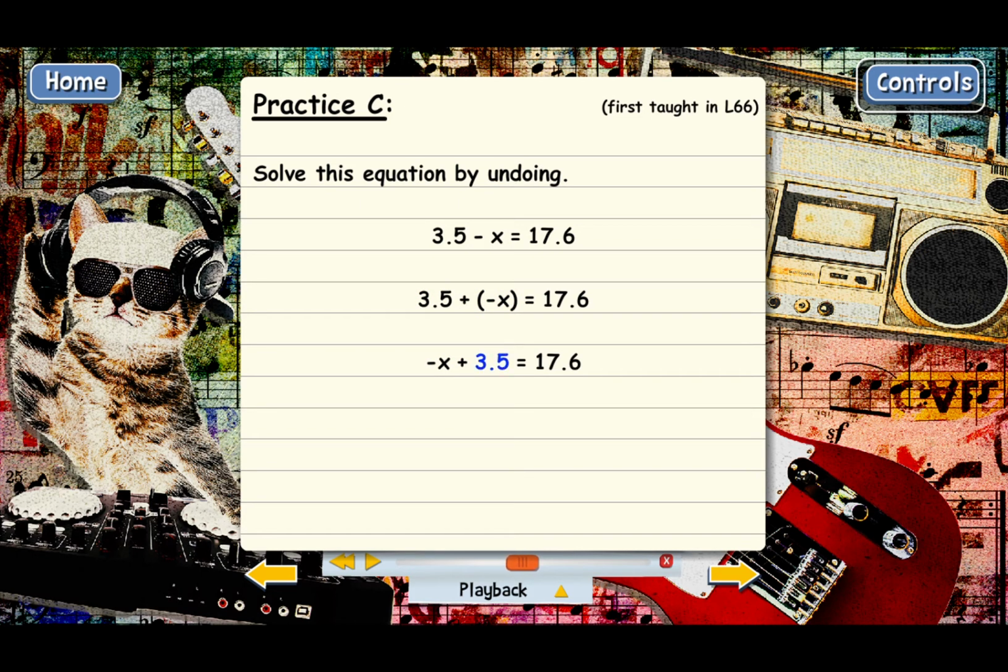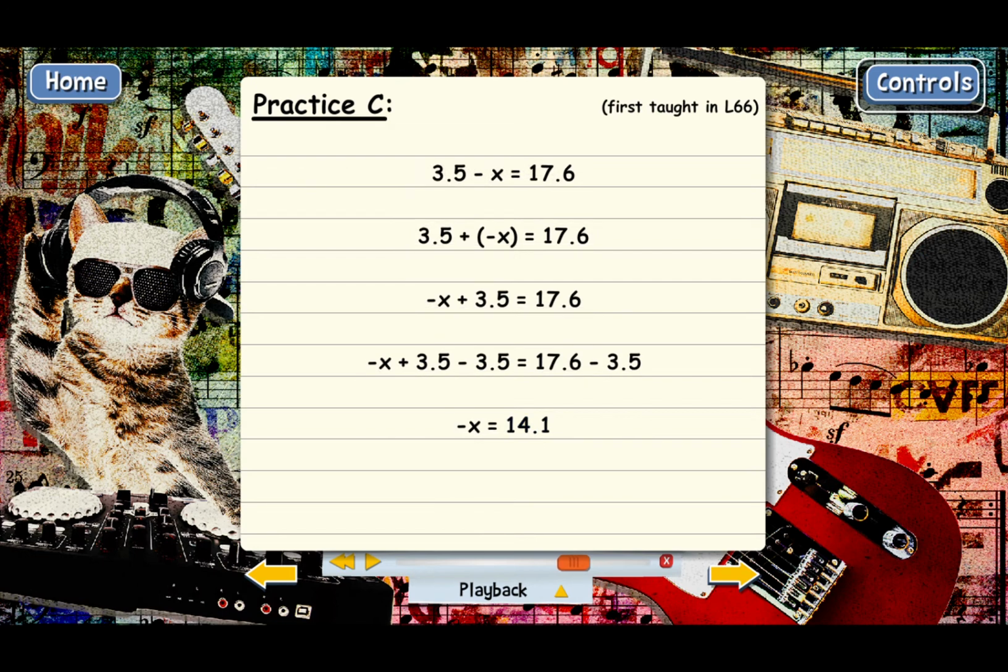Notice that we have 3.5 being added to x, and you know that to undo any addition, we just have to subtract the very same number. So next, we'll subtract 3.5 from both sides. Now, on the left, the subtraction of 3.5 will undo the addition of 3.5, leaving just the opposite of x. And on the right, we need to subtract these two decimals, and that leaves us with this.